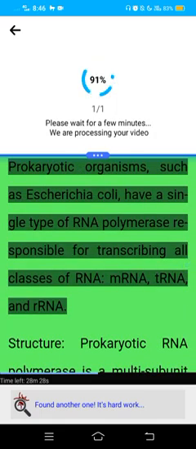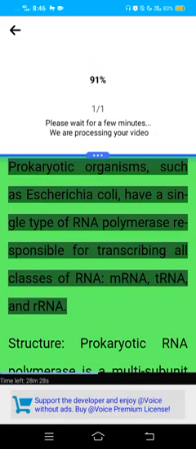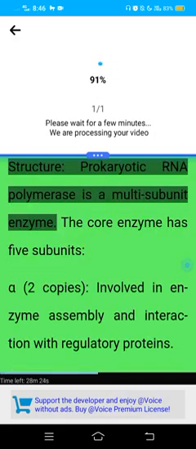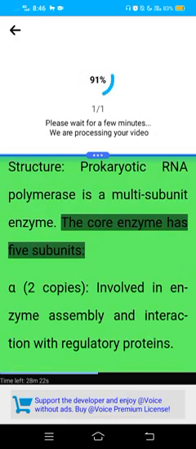Prokaryotic organisms, such as Escherichia coli, have a single type of RNA polymerase responsible for transcribing all classes of RNA: mRNA, tRNA, and rRNA. Structure. Prokaryotic RNA polymerase is a multi-subunit enzyme. The core enzyme has 5 subunits.